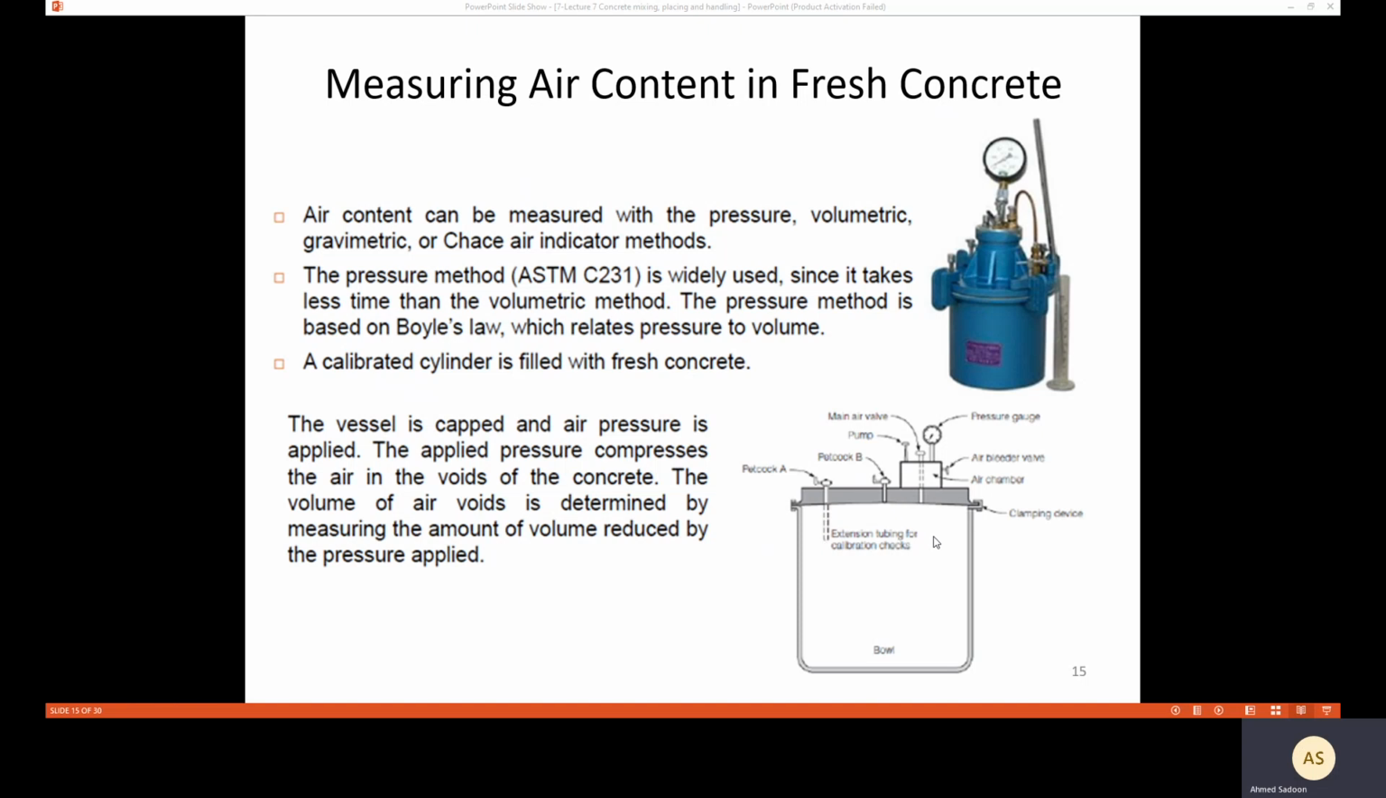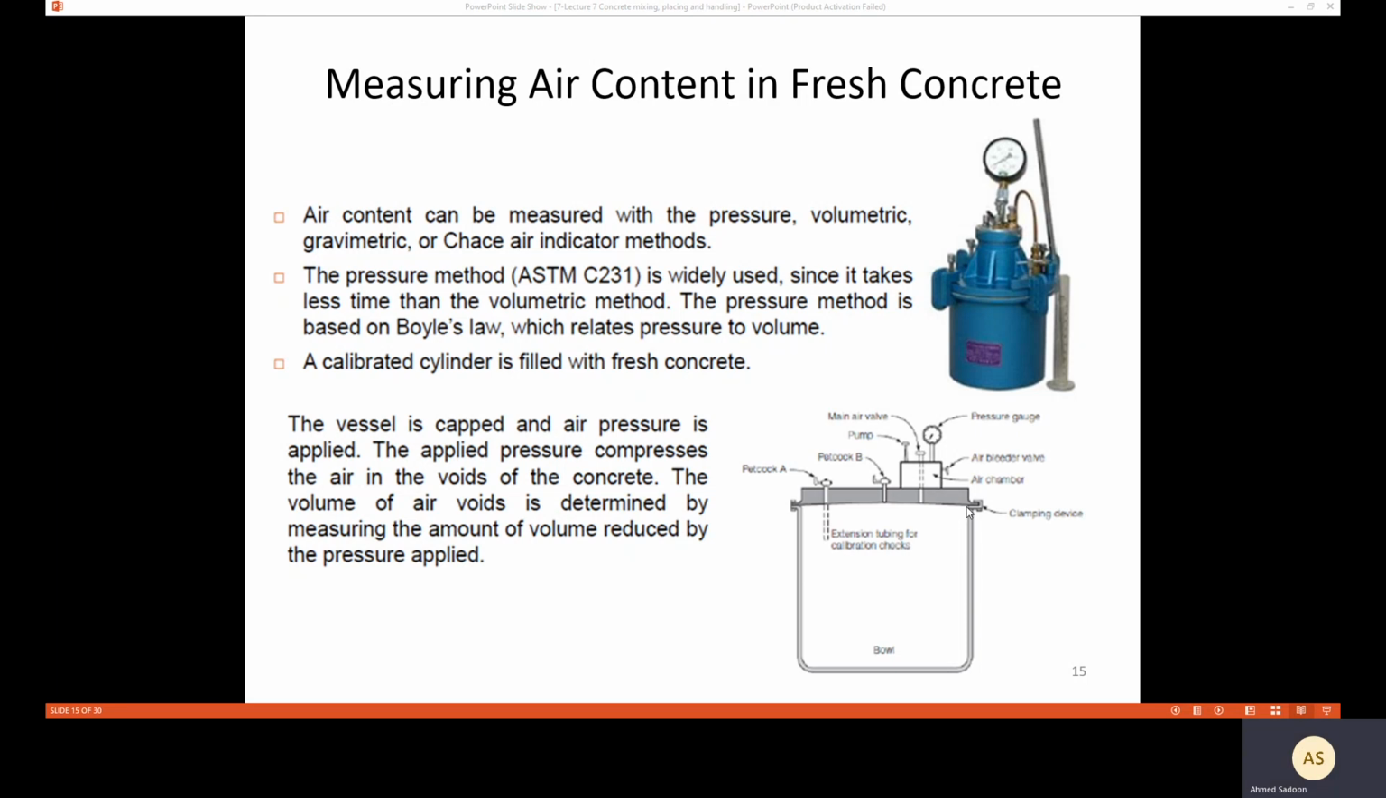Of course, when we apply pressure to the concrete, the applied pressure compresses the air in the voids of the concrete. The volume of air voids is determined by measuring the amount of volume reduced by the pressure applied. When we apply pressure, the volume of the concrete is reduced because we have air voids. Then we measure the reduced volume. This reduced volume represents the air content.